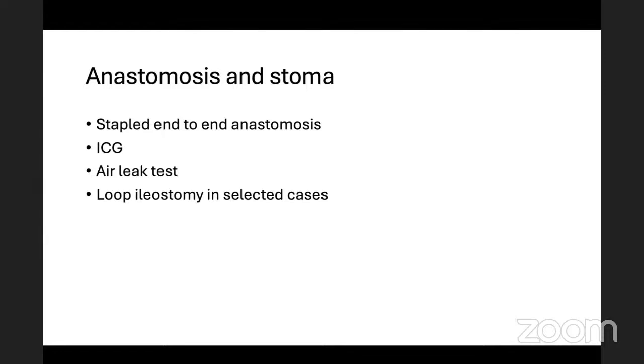Once we've done this, the next is anastomosis and stoma. It's usually a stapled end-to-end anastomosis. We can use ICG to look for vascularity. We do an air leak test to look for any leaks. And then for low anterior resections, more often than not, we end up doing a loop ileostomy.